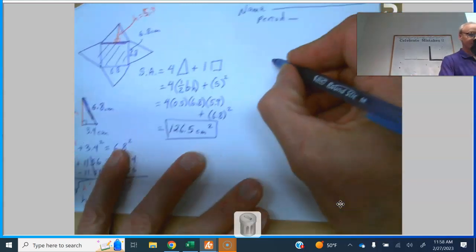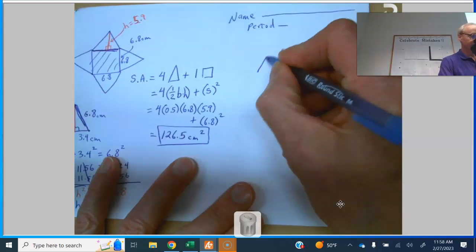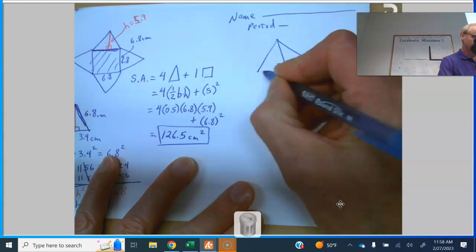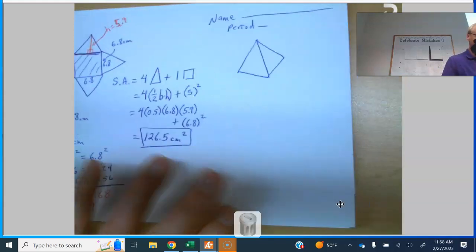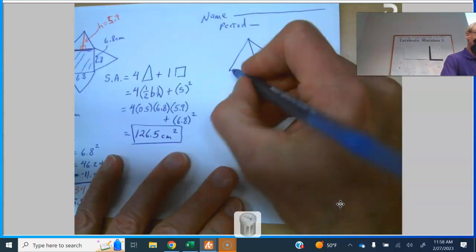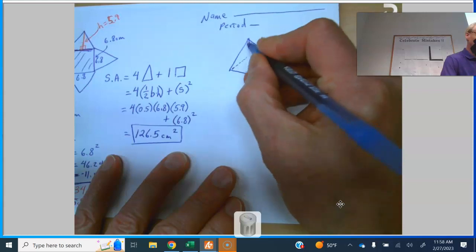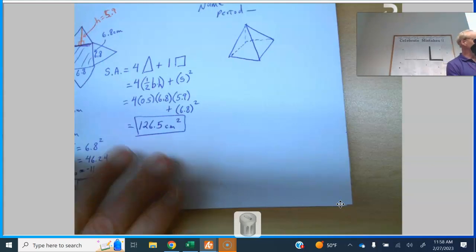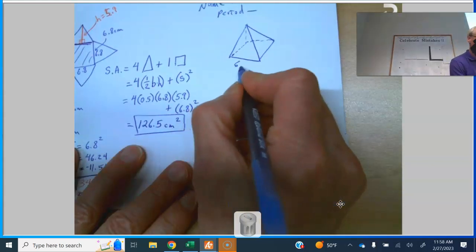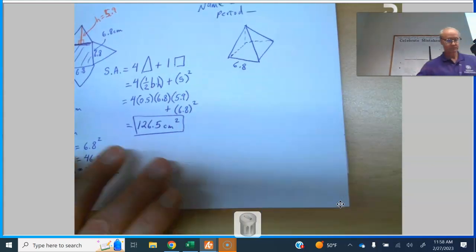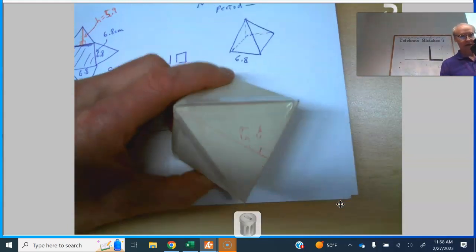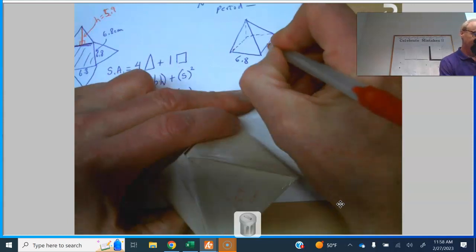You should have practiced with me before how to draw a pyramid. This one is going to be a square pyramid. I guess I'll just draw the back in blue as well. So this is going to be 6.8. This is my 5.9 right here. It's called the slant height.